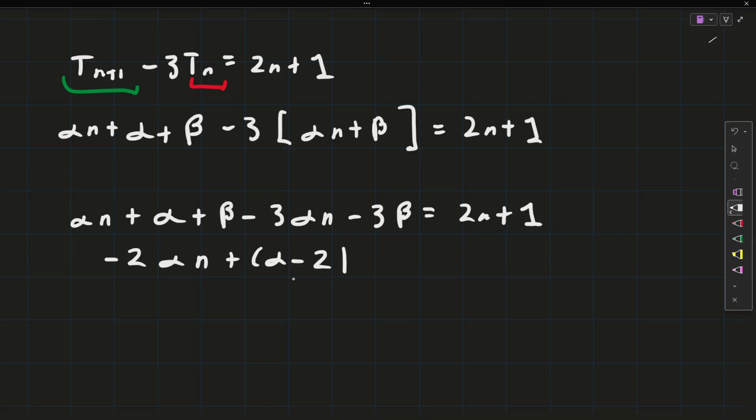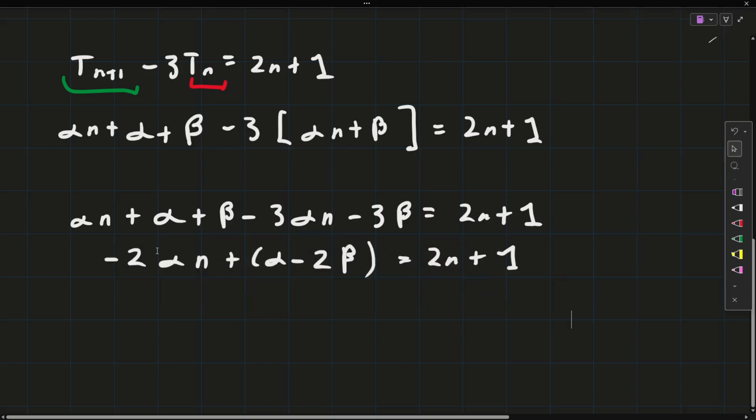So we'll have alpha minus 2 beta. Okay. And that should be equal to 2n plus 1. And this should always be true if we want a solution. So that means that minus 2 alpha should be equal to 2. Minus 2 alpha should be equal to 2. This tells us that alpha is equal to minus 1.